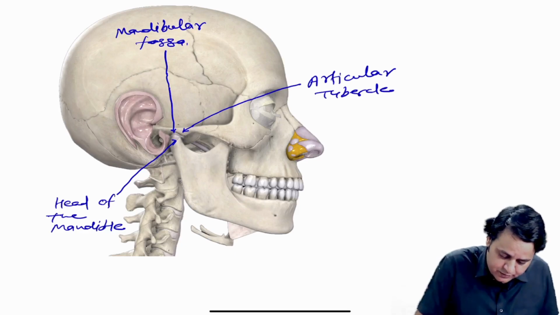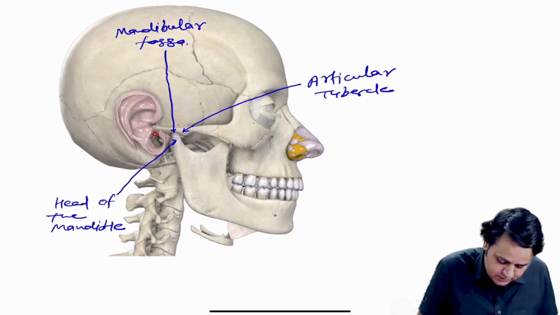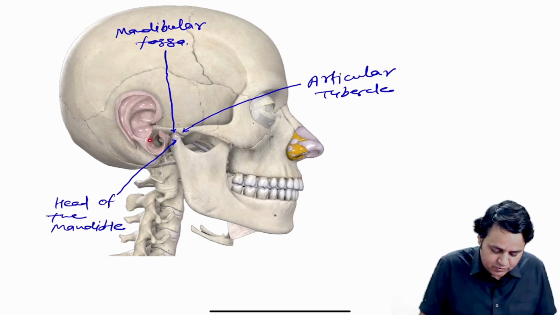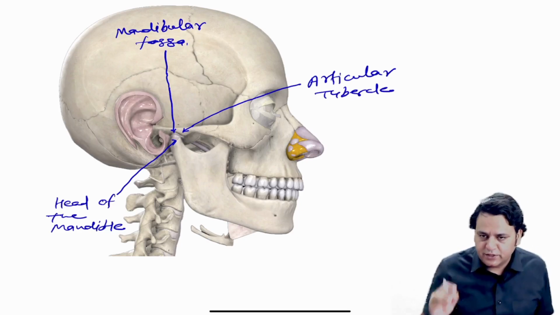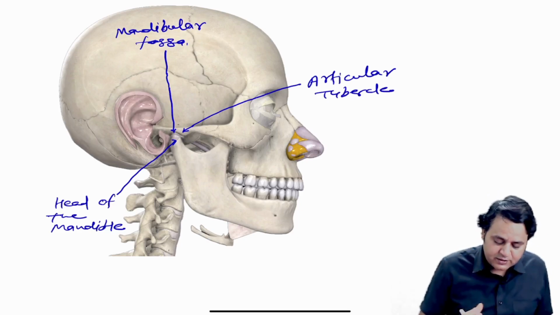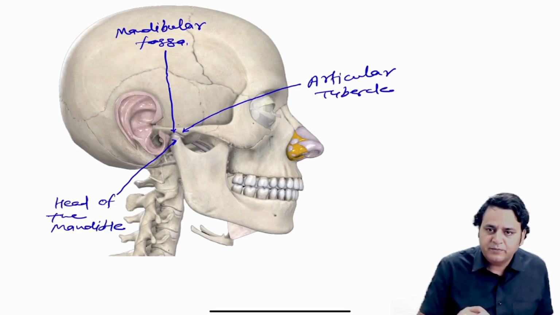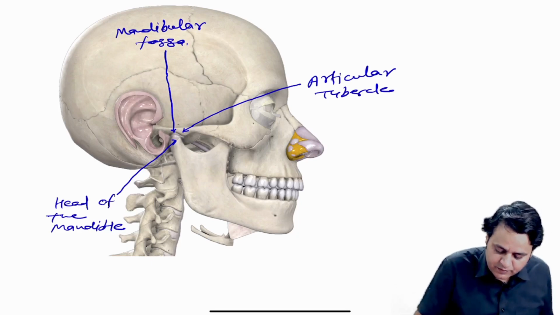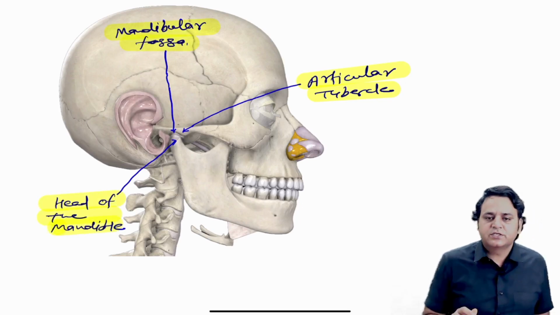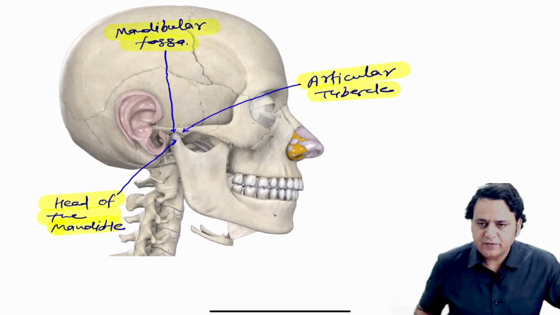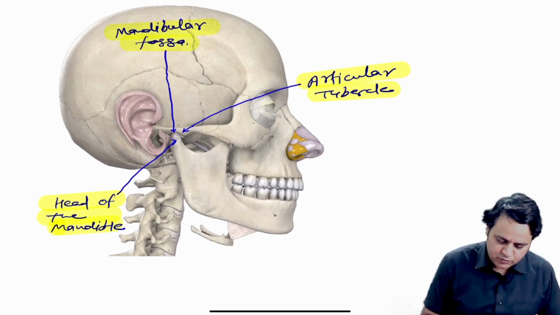You can see this is the external auditory canal, and this is the tympanic plate. This tympanic plate does not participate in the formation of the TMJ, but there are some clinical points related to the tympanic membrane, that's why I am telling. Till now you should only remember this is the articular tubercle, this is the mandibular fossa, this is the head of the mandible. These three parts of the skull take part in the formation of the joint.